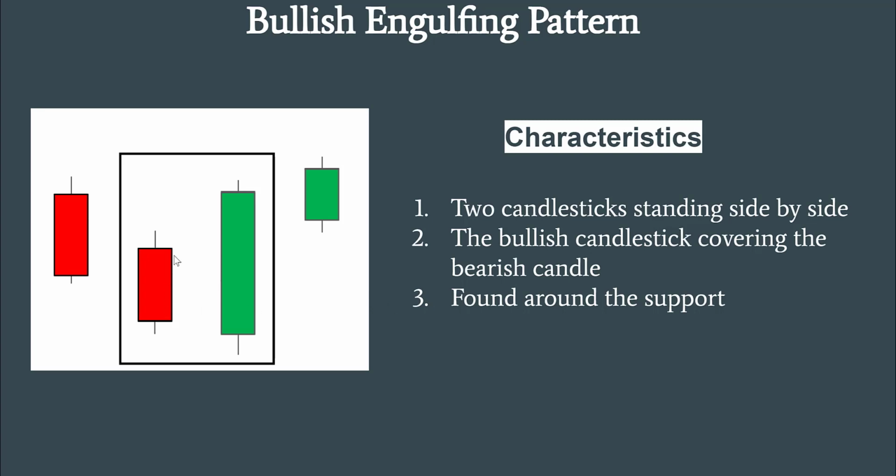Then number three is usually found around the support area. So you see this on the support area, and when you see this form, this is a very strong buy signal. I look out for this a lot, and most of the time it is 70 to 80% accurate. So when you see this form, the market usually reverses. Now take note of these characteristics. The bullish candle has to cover totally the bearish candle. So if it doesn't cover totally, ignore it. That is not a bullish engulfing pattern.